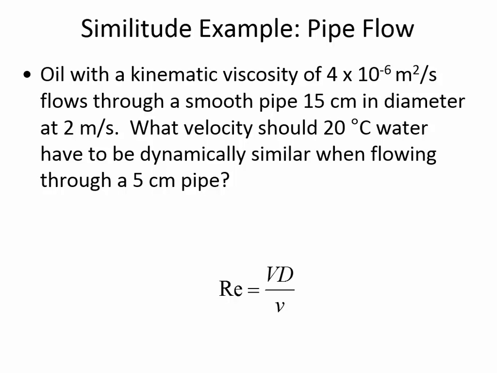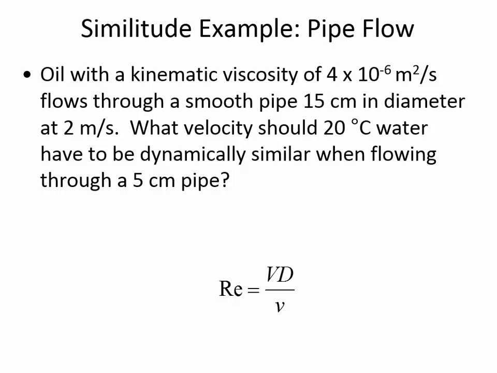So do this pipe flow example. The situation is that we have a model and a prototype. The oil flowing through this 15 centimeter pipe is going to be our prototype, and we want to model it with a 5 centimeter pipe that's using water. Let me just tell you that the viscosity of water, let's use a kinematic viscosity of water, is 1 times 10 to the minus 6th meters squared per second.